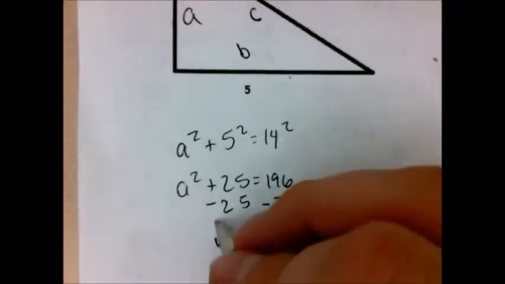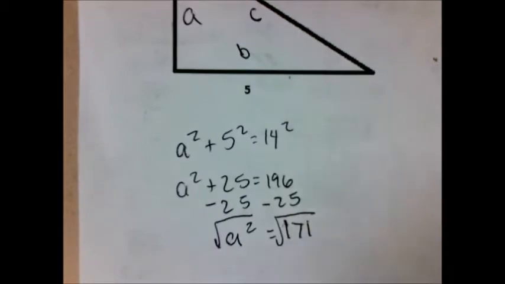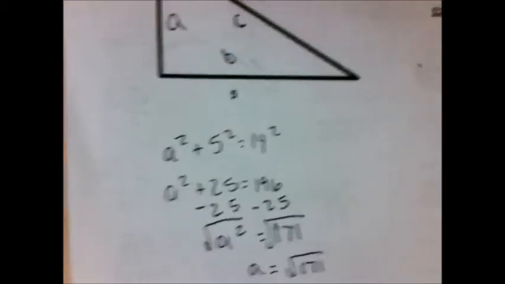I can tell you right now that if we square root both sides, A, you can't break down 171, so it just stays as square root of 171. Give you about 15 seconds to write that down. Alright, last one.